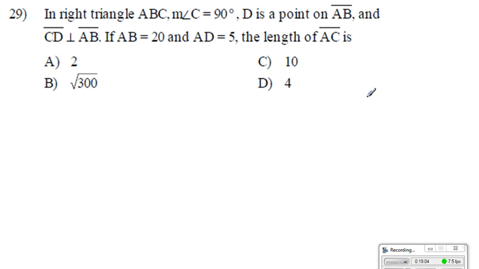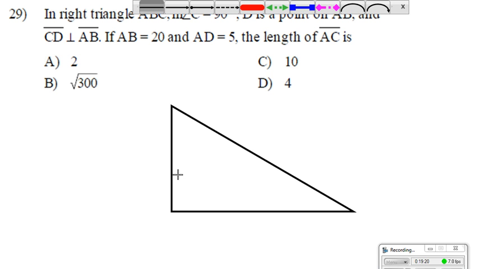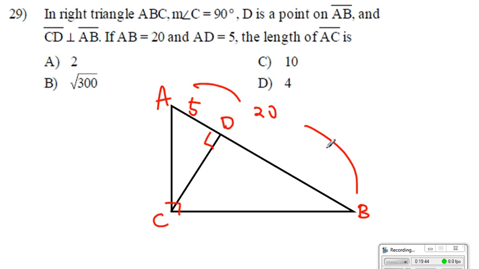All right, number 29. In a right triangle, angle C is 90 degrees, and D is the point on AB. So here we have a similar case as before. D, and then this is C right over there. And then AD is 5, and AB is equal to 20. Now what is this length? X. And what we can do here is x squared must be equal to 5 times 20. And we get x comes out to 10. There it goes.